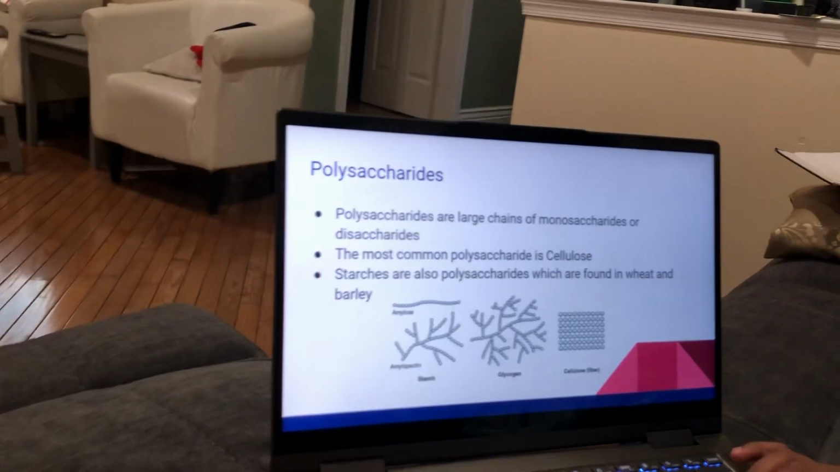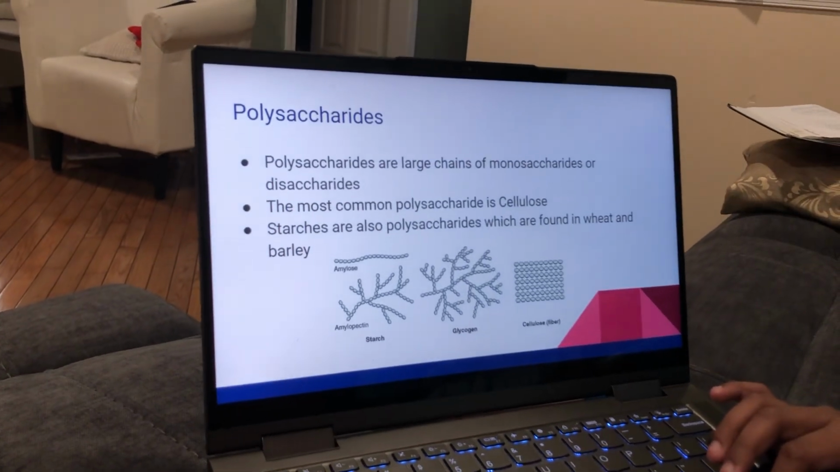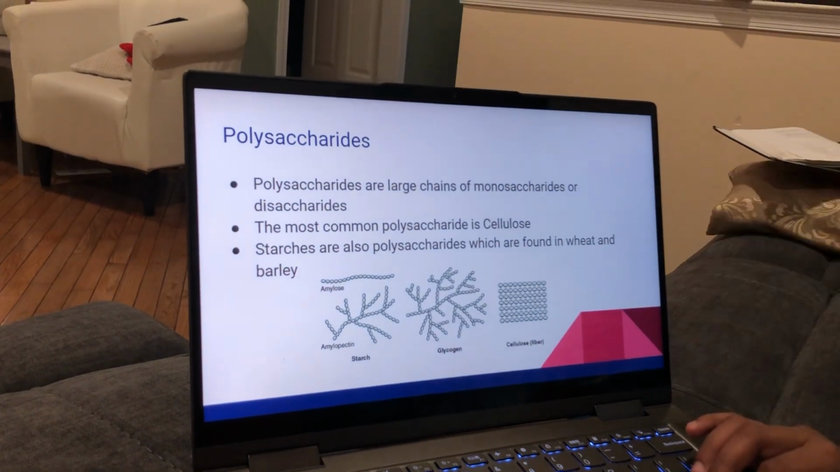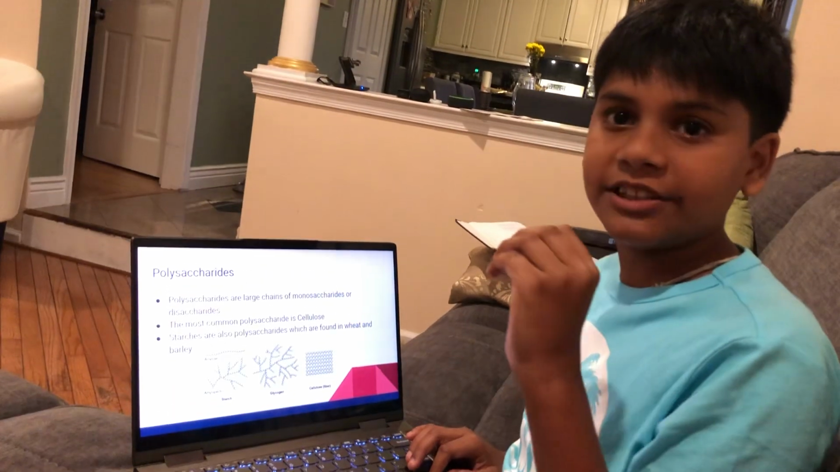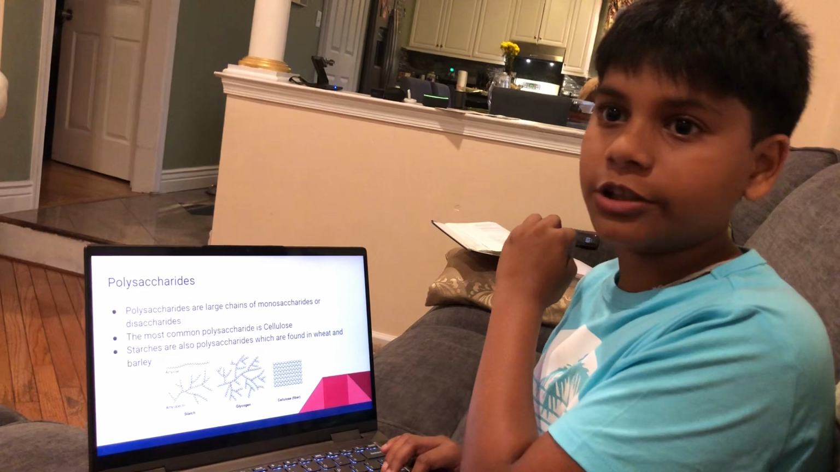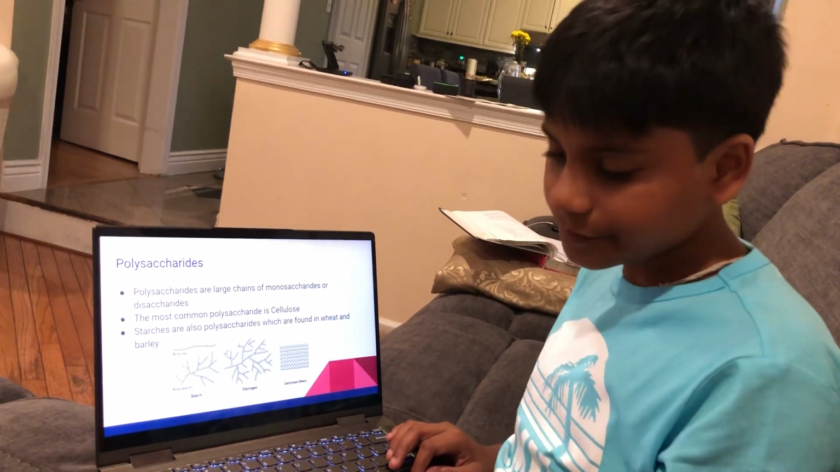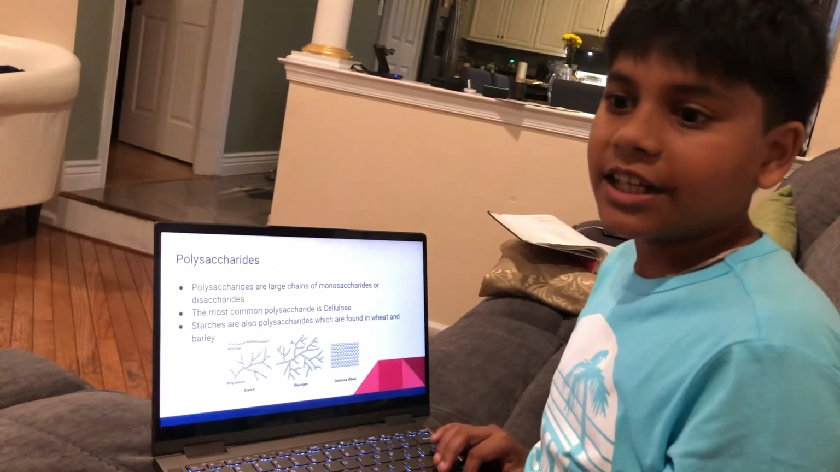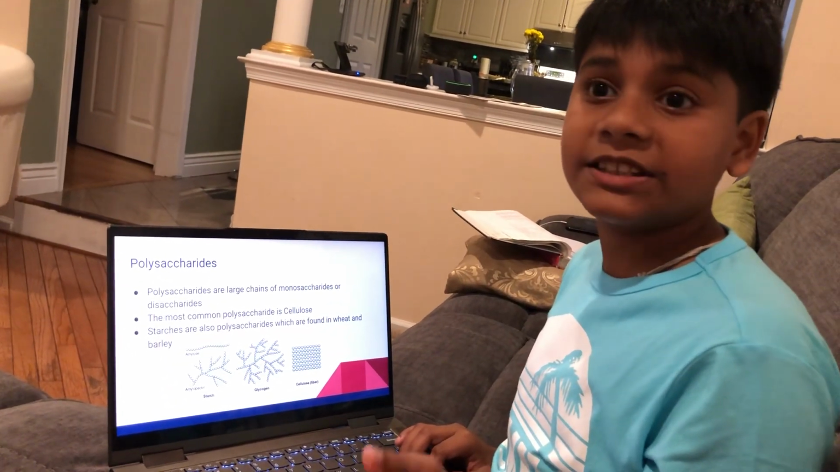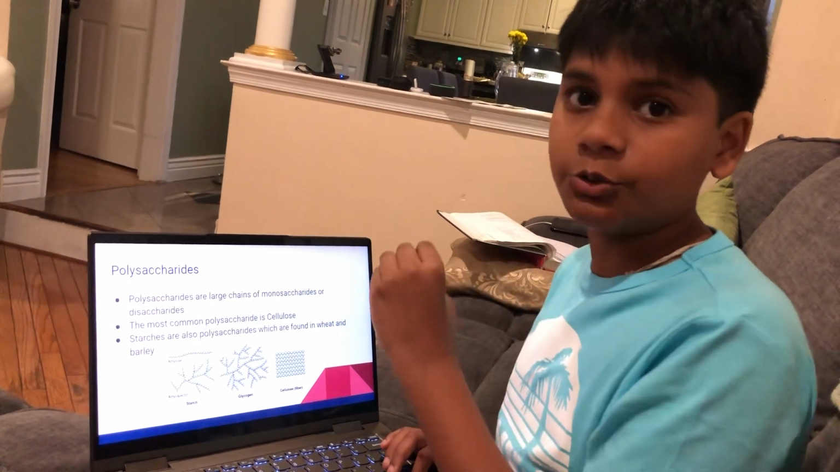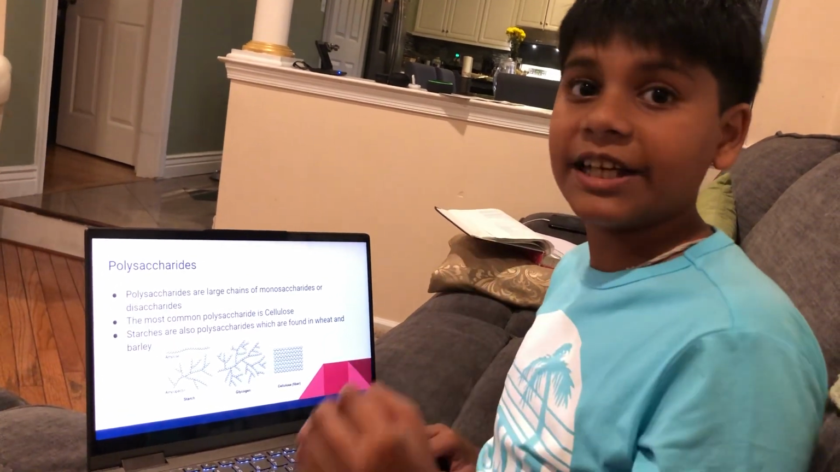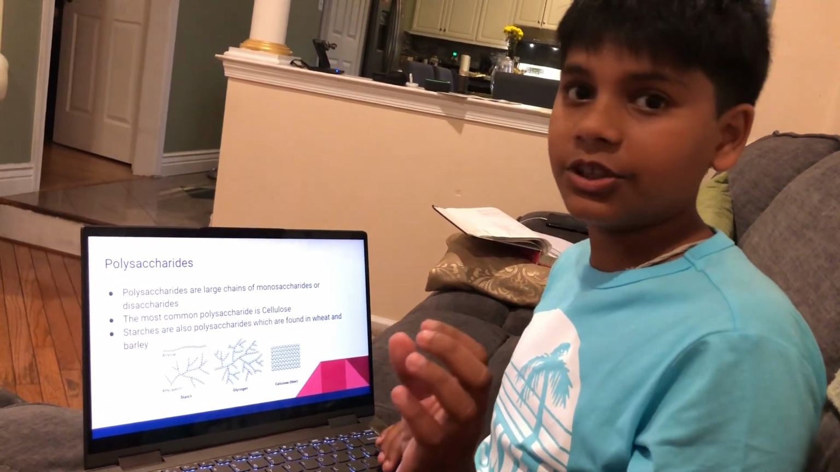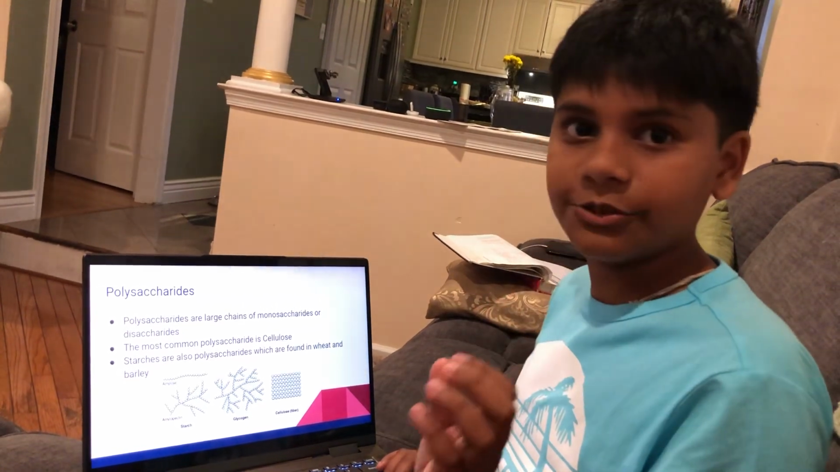The next one is a polysaccharide. Polysaccharides are just like disaccharides, except instead of just 2 sugars bonded together, it's many sugars strung together in a long chain. And these chains can be different. The most common one is cellulose, which is just a bunch of glucose strung together. Another one is amylose, which is really similar to cellulose.